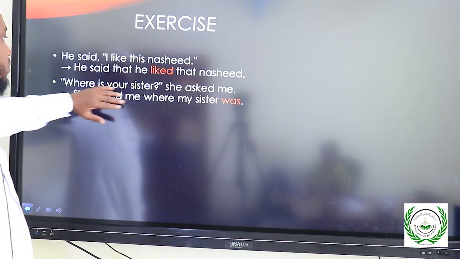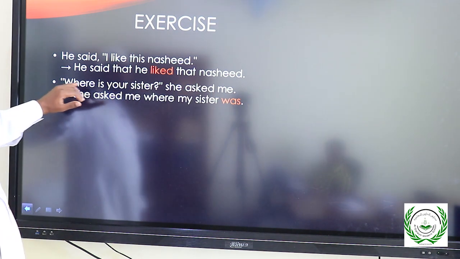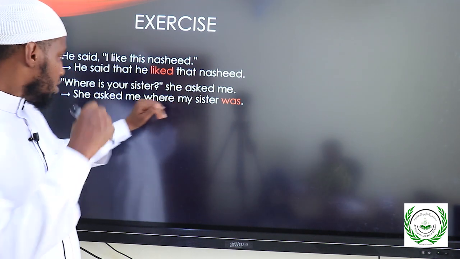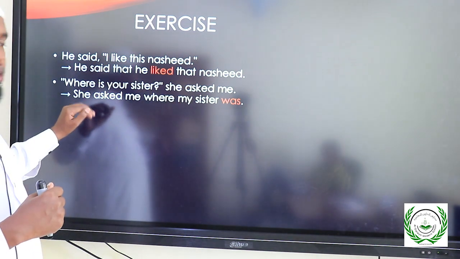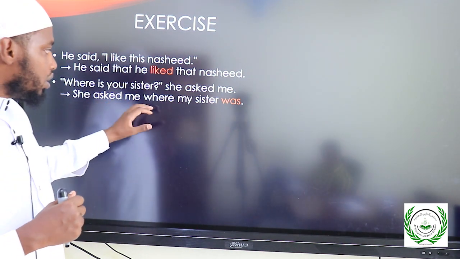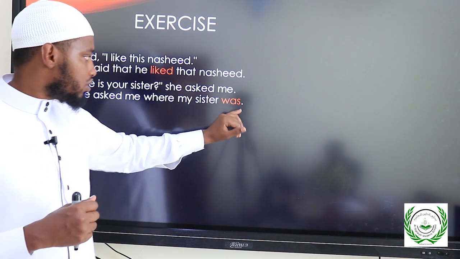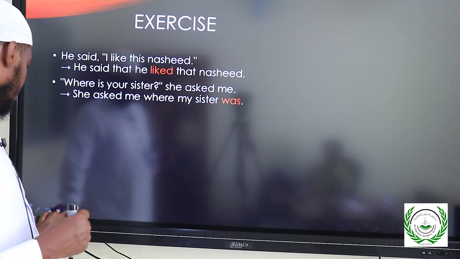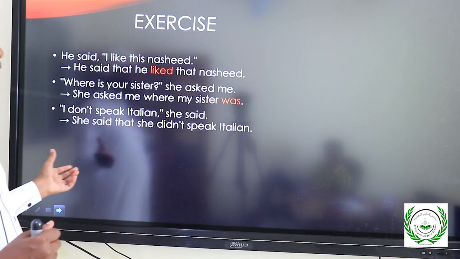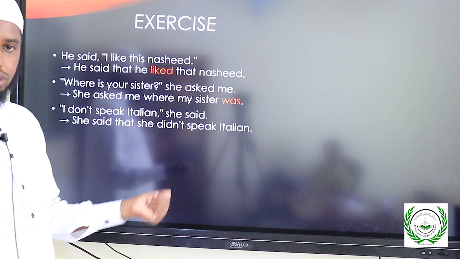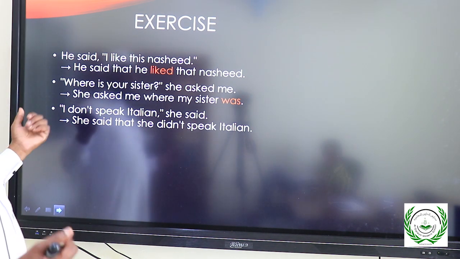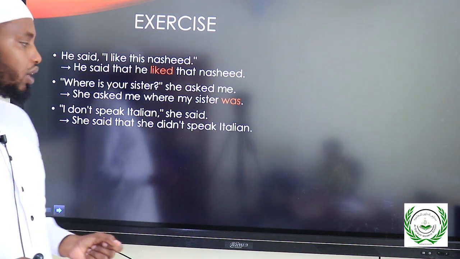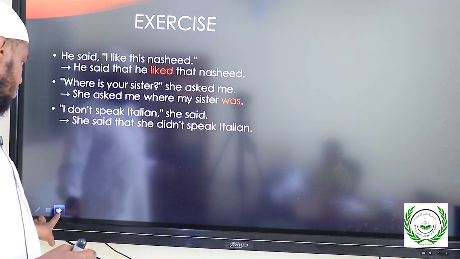The next one, try not to look at the bottom line. "Where is your sister?" she asked. And the answer will be, she asked me where my sister was. You can see in red what's changed. We changed it to the past. The next one, "I don't speak Italian," she said. And then we can change it to, she said that she didn't speak Italian.